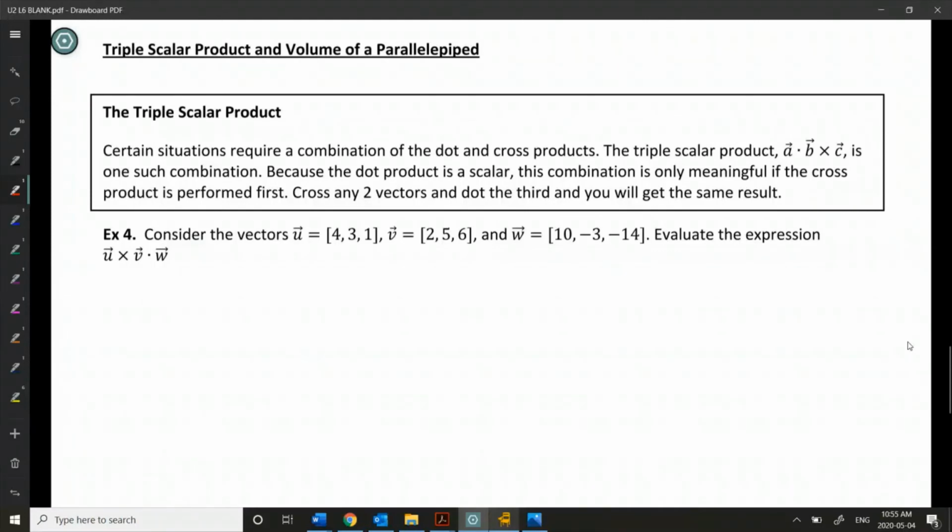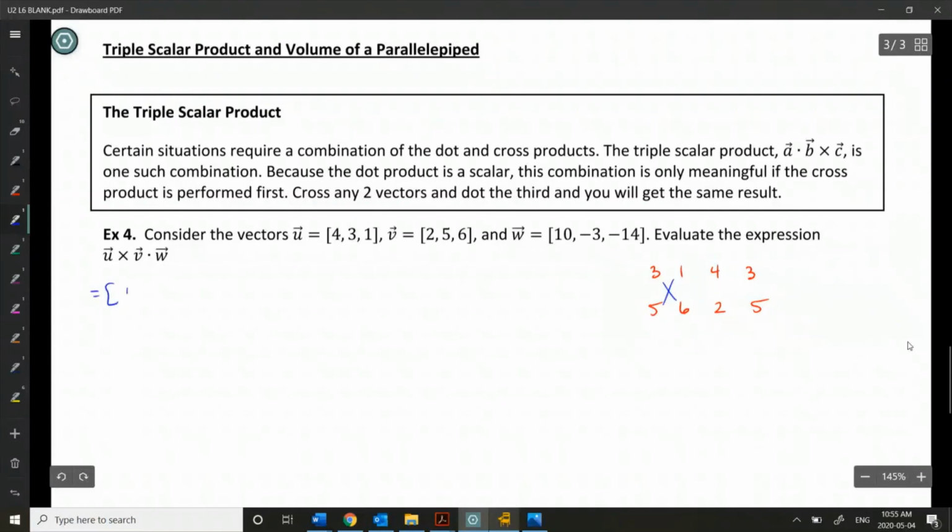Let's take a look at an example here. We have three vectors, and we're going to cross u and v and dot them with w. We're going to take vector u and write it out twice, one after the other, and vector v, write it out twice. And then we're just going to remove that first row and second row. We don't need those. And let's start our cross product.